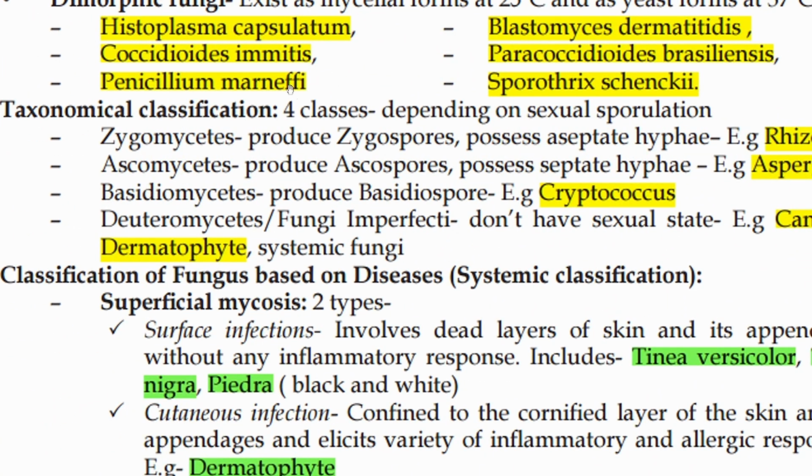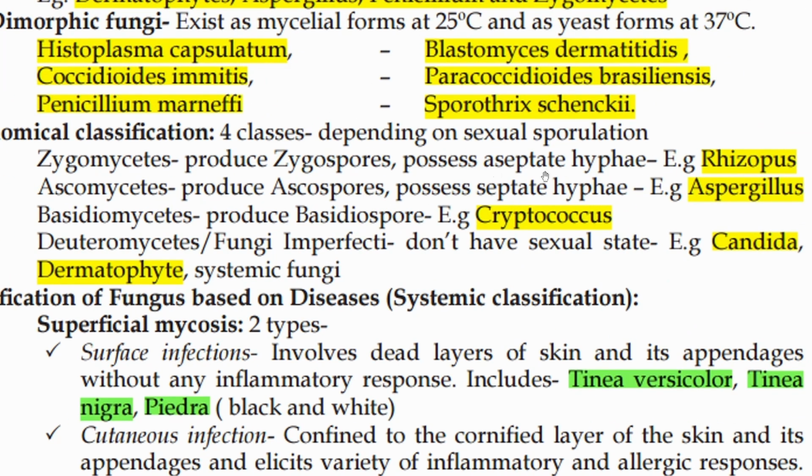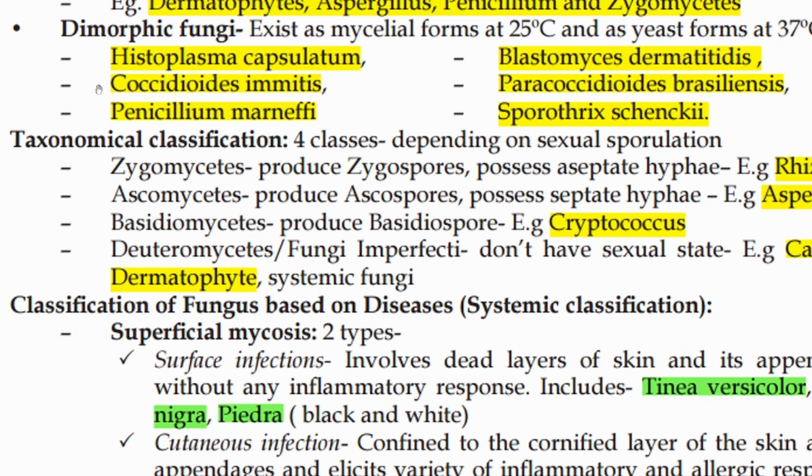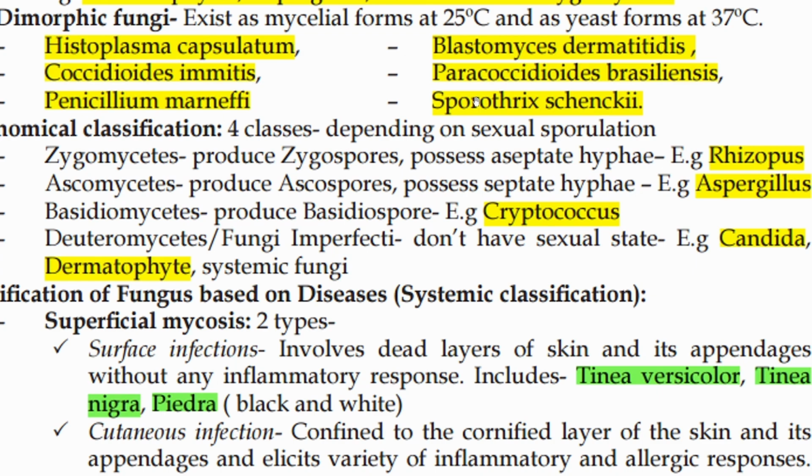Then taxonomical classification: 4 classes depending on the sexual sporulation. What does taxonomical classification mean? We have already studied it in class 11th and 12th, I guess. Why do we need taxonomical classification of the fungi? It helps us understand better their mode of reproduction, their biology and life cycle, pathogenicity, and evolution. So here 4 classes are mentioned depending on the sexual sporulation. Maybe scientists were more interested in knowing their sexual lifestyle.